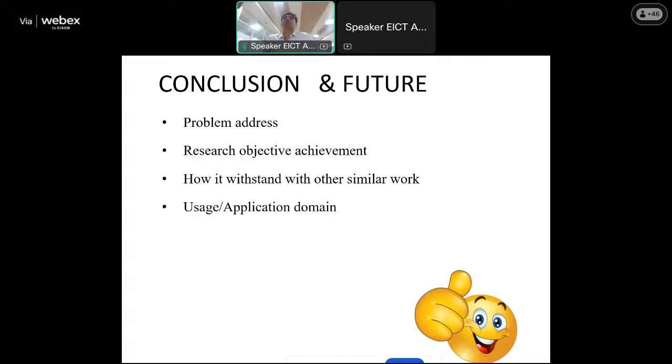Okay, conclusion and future work. In the conclusion or future work, you should clearly write what problem is being addressed, what research objective has been achieved, and how your proposed work withstands against the other works, and finally the usage and application domain. And apart from that, you can write 2-3 lines of future work. Ensure that your conclusion of the work is longer than the future work.